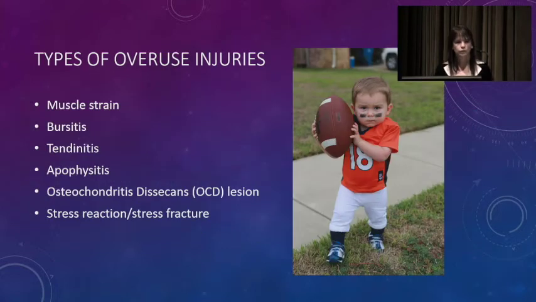So I'm going to go through all the different types of overuse injuries there are, pretty much essentially one by one. We've got stress fractures, OCD lesions, strains, and pretty much anything ending in itis.